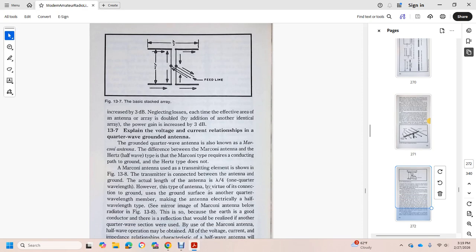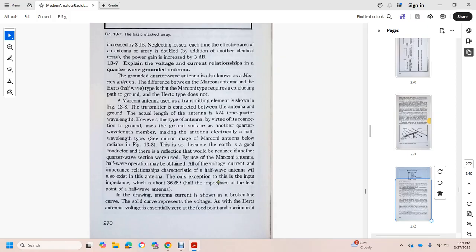Explain the voltage current relationship between the quarter wave of the ground and antenna. The ground quarter wave of the antenna is known as the Marconi antenna. The difference of the Marconi antenna, the half of the Hertz, over the half wave of the type of the Marconi on the type. We have the exacting path of the ground and the Hertz of the type that does not.